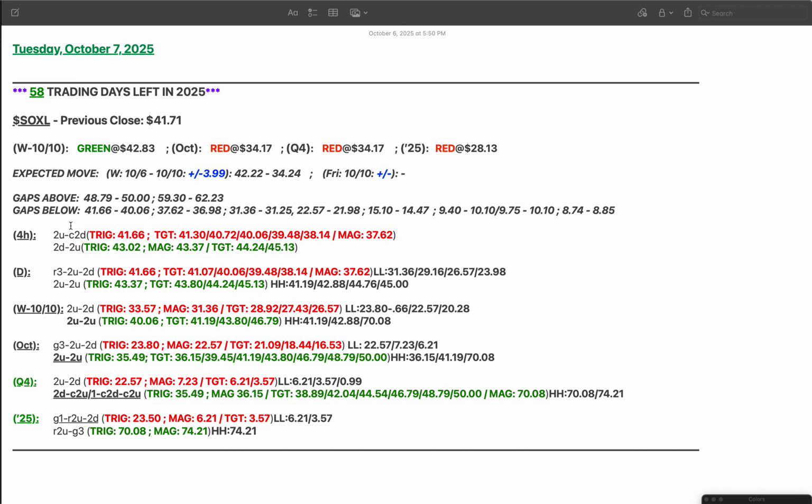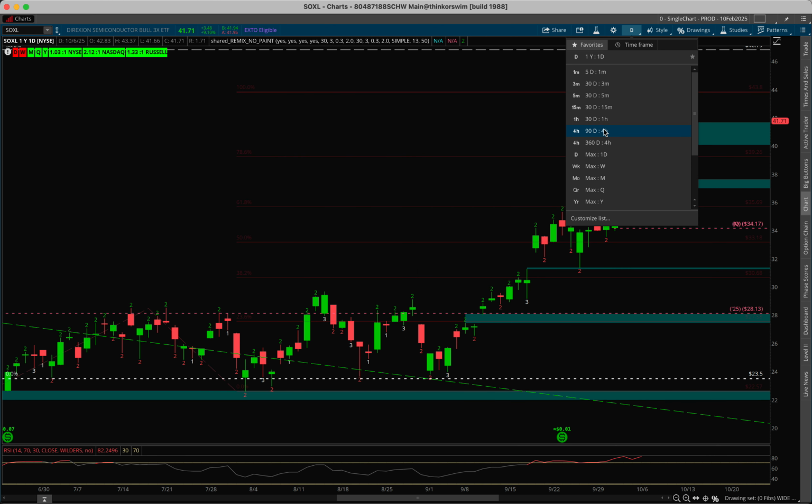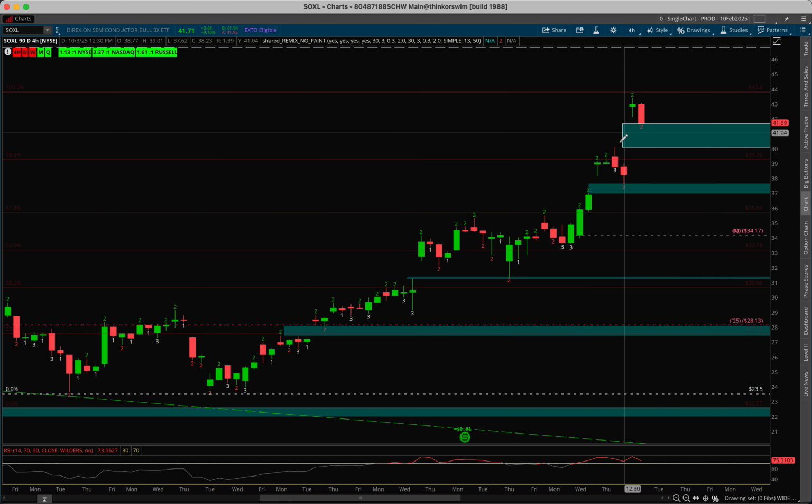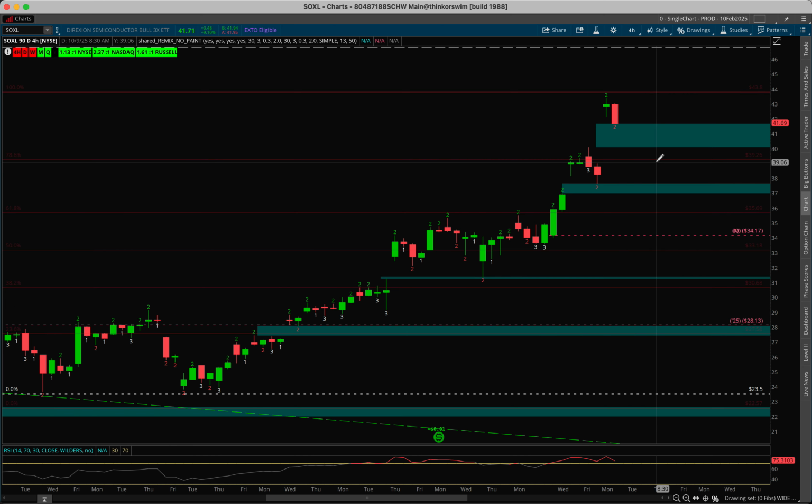And if we look at things from the 4-hour perspective, let's just pull up the 4-hour so it's visual here. We can see we had the 2 up, 2 down. So if we go to the downside, that triggers the 2 up combo 2 down. Again, the ultimate magnitude for that move is the low of this 2, which is 37.62. We've got a long ways to go, and like we said, we're in that bullish uptrend.